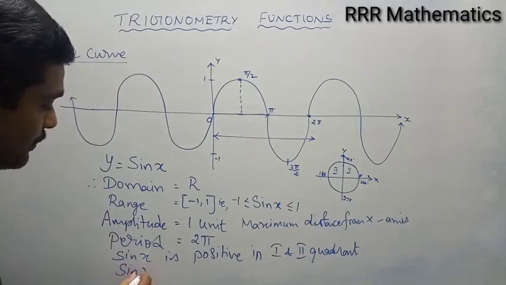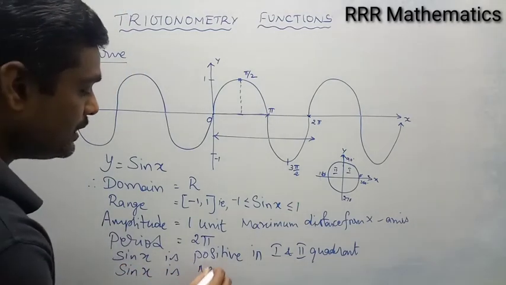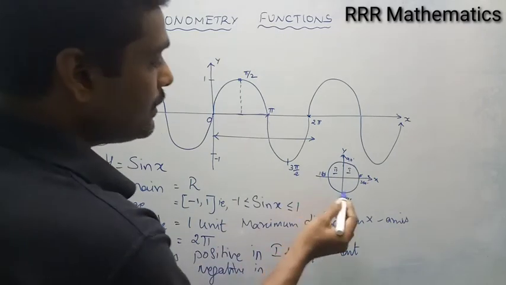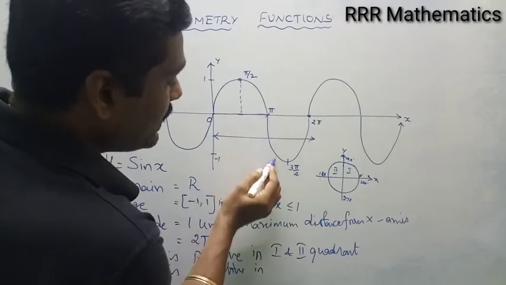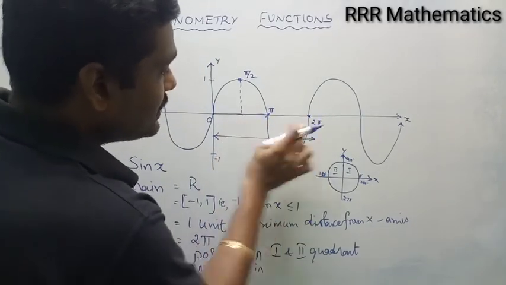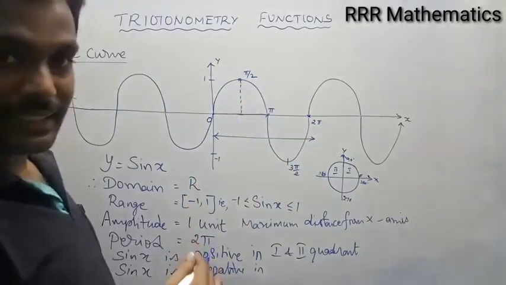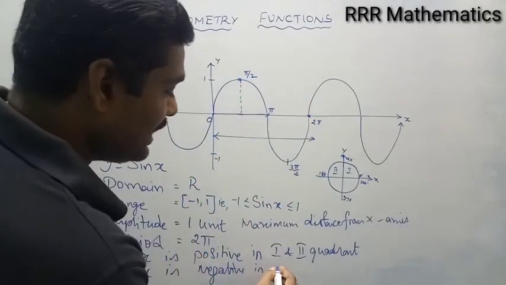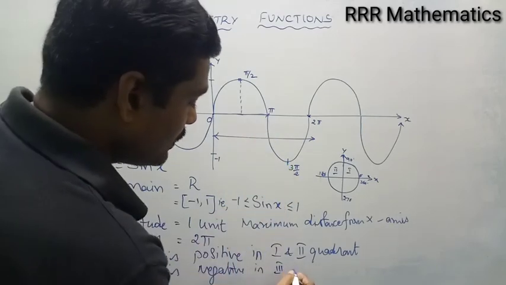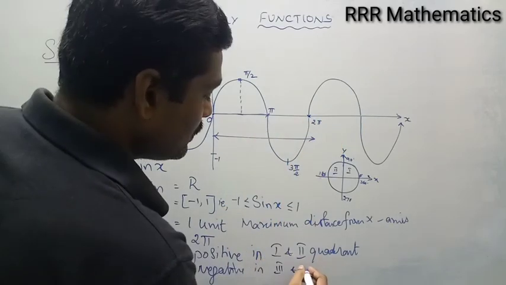And sin x is negative in the third and fourth quadrant, because from 180 to 270 to 360 it lies below the x-axis. So sin x is negative in the third quadrant, that is 180 to 270, and in the fourth, 270 to 360.